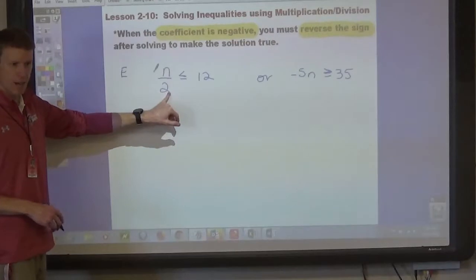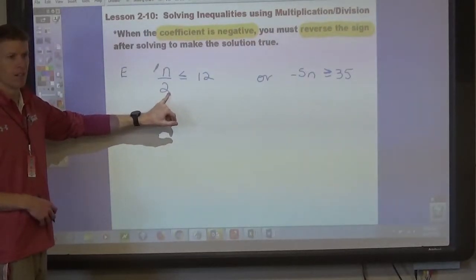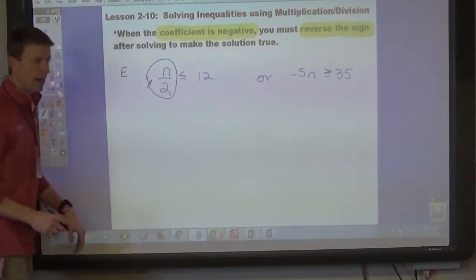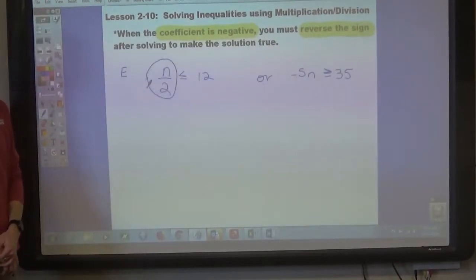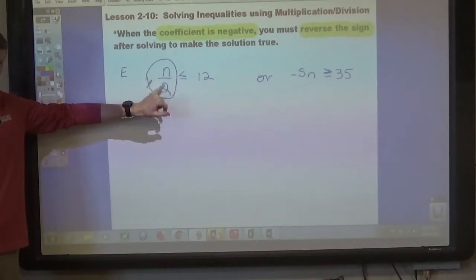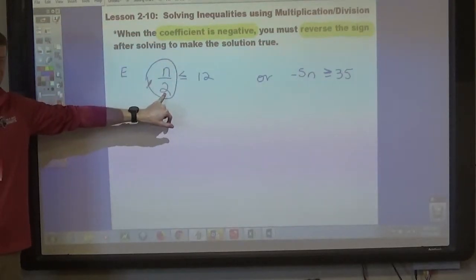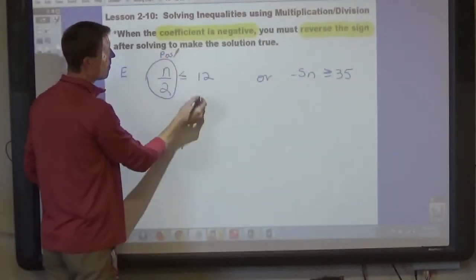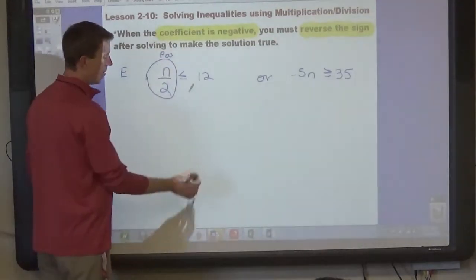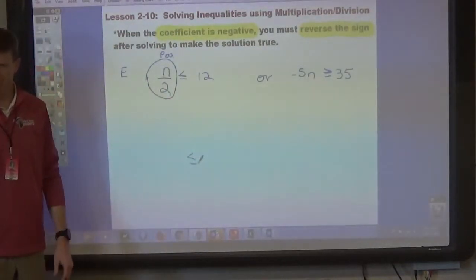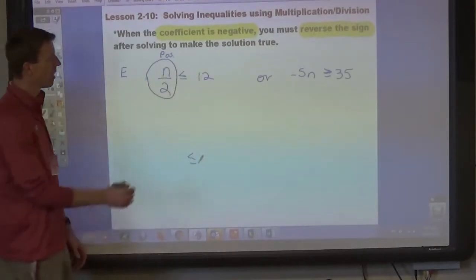How about n over 2? Is that positive or negative? Is n over 2, and this right here, this term, is that a positive term or negative term? Well, does anyone see any negative signs? Well, we're talking about the one that I circled. Is this a positive term or negative term? It's positive. If it's positive, then you do not have to reverse the sign at the end. Then the sign stays the way that it's shown. Okay? Do not reverse the sign.